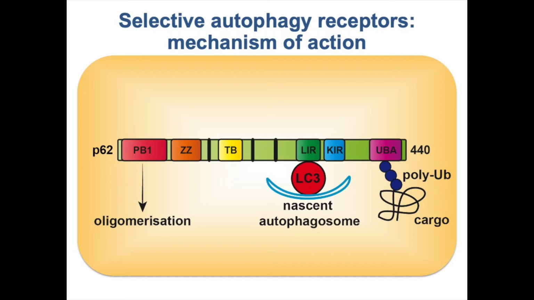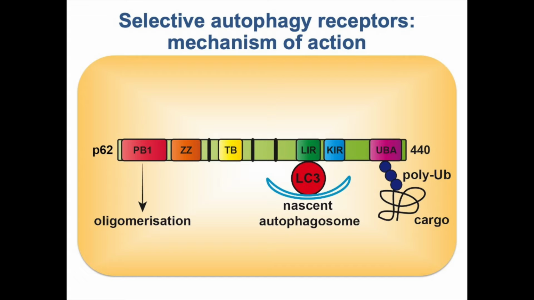One is to bind to a ubiquitinated cargo. It could be anything in a cell. Typically, anything that is damaged would be ubiquitinated, and therefore the receptor is able to recognize that. The other part recognizes the nascent autophagic membrane, so it can bring that cargo to the autophagosome for degradation. As it does, it commits suicide at the same time because it gets degraded together with the cargo.